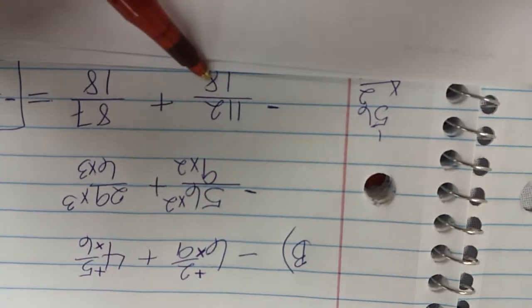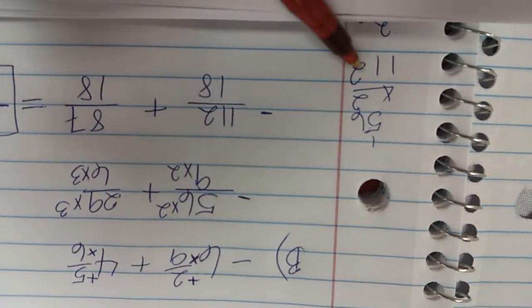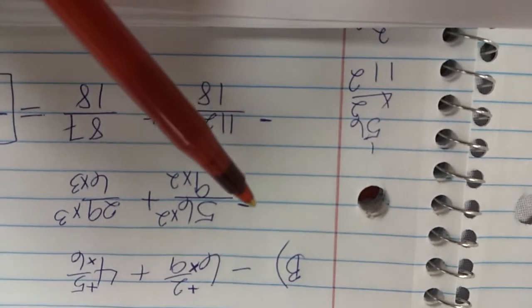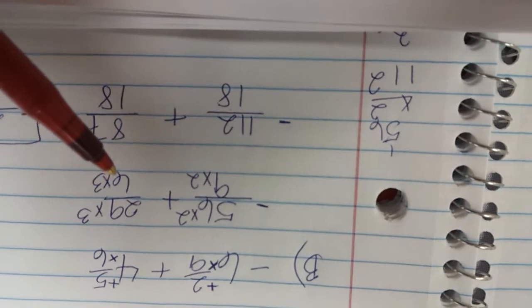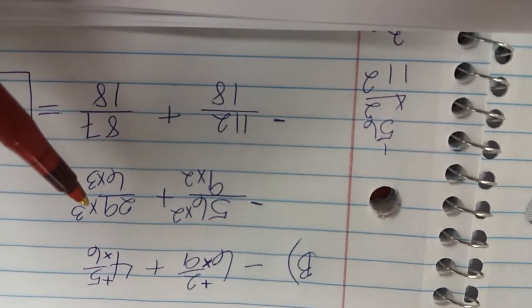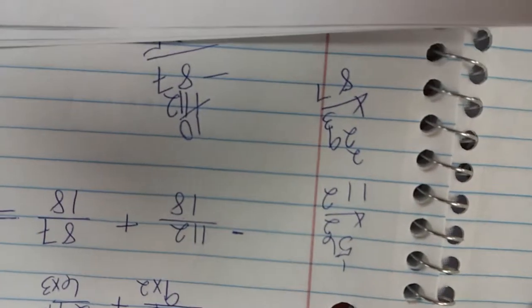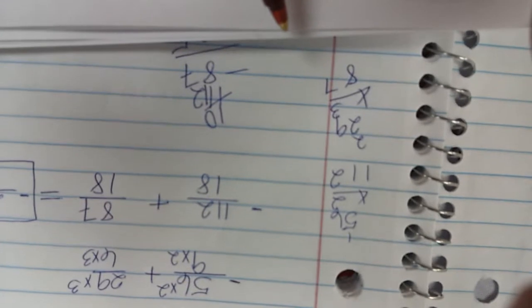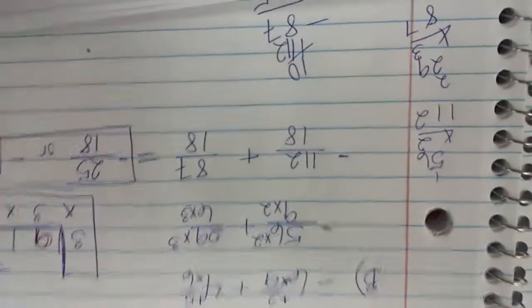9 times 2 is 18, so I have to do 56 times 2, and you can see my work over here. I got 112. It's negative because the original problem was negative. This one I had to do 6 times 3 to get 18, so I'm going to do 29 times 3. I did the work over here on the side, and I got 29 times 3 is 87. Sorry about the focus sometimes. Maybe my finger's in the way.